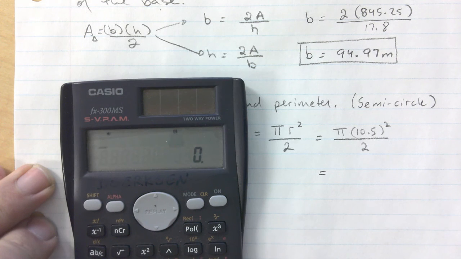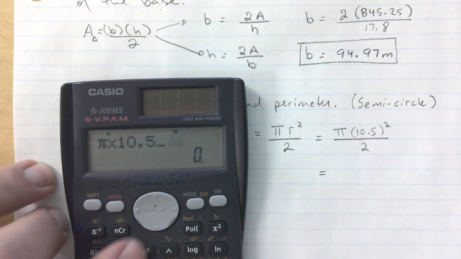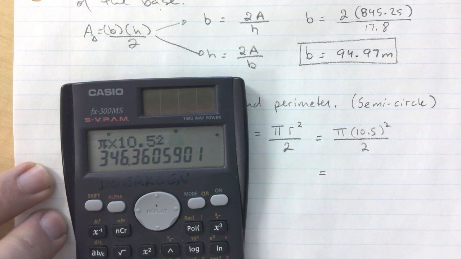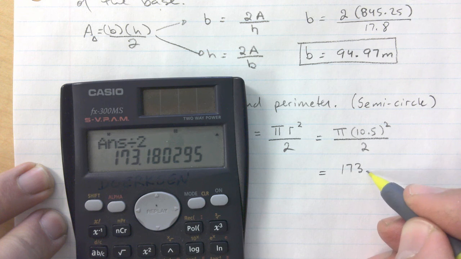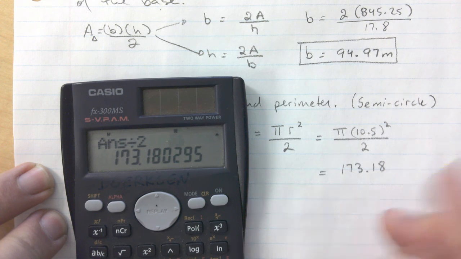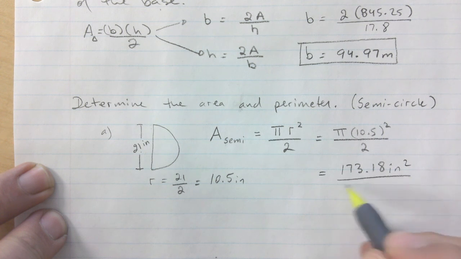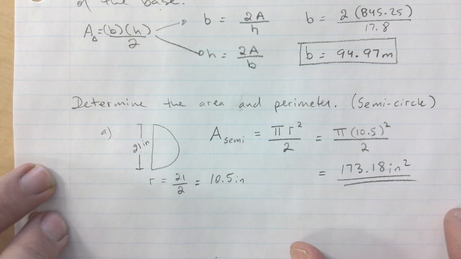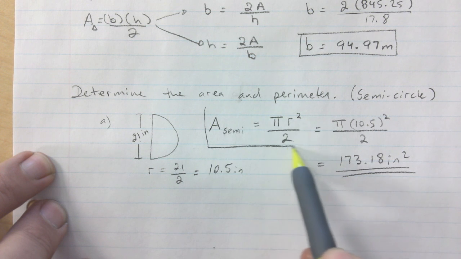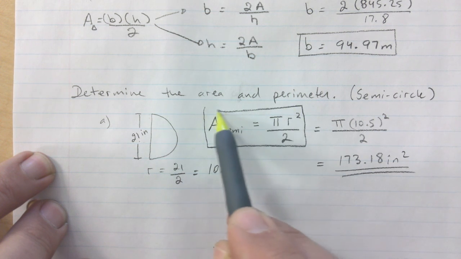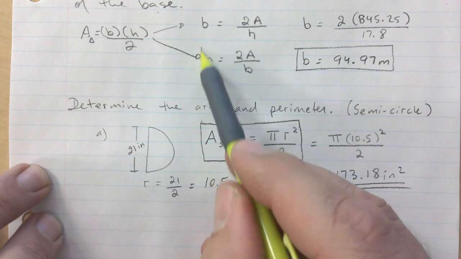So what do I do with my calculator here? Pi times 10.5 squared equals, divided by 2, 173.18. And we are in inches, so it's squared inches. I should box this in because that's your formula for a semi. I should also box in these ones here.